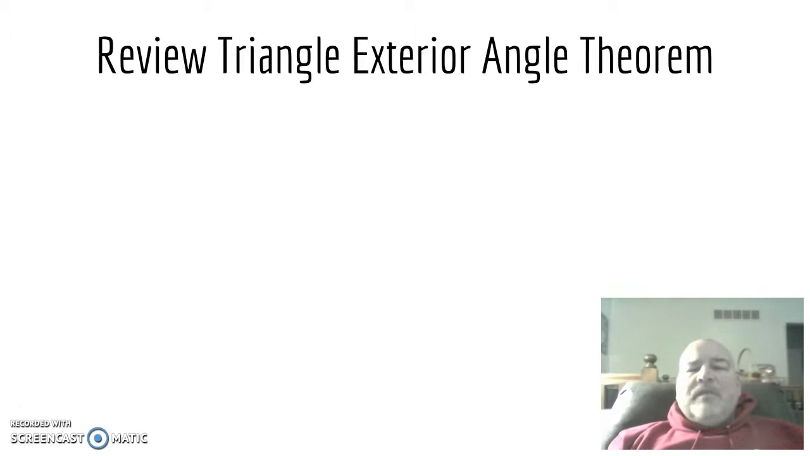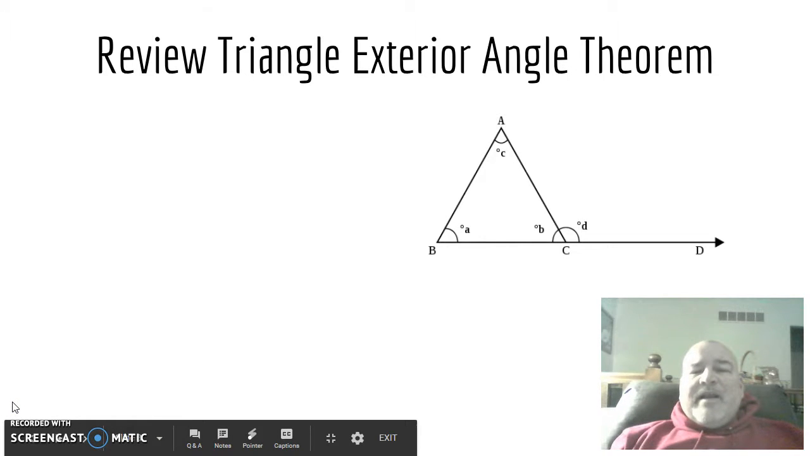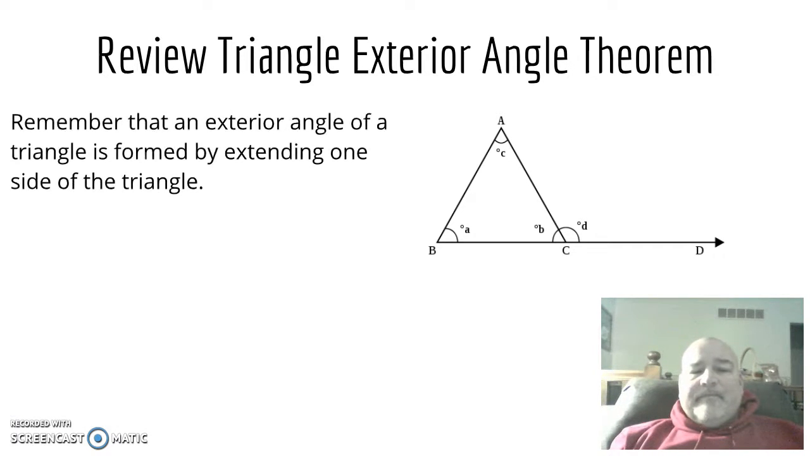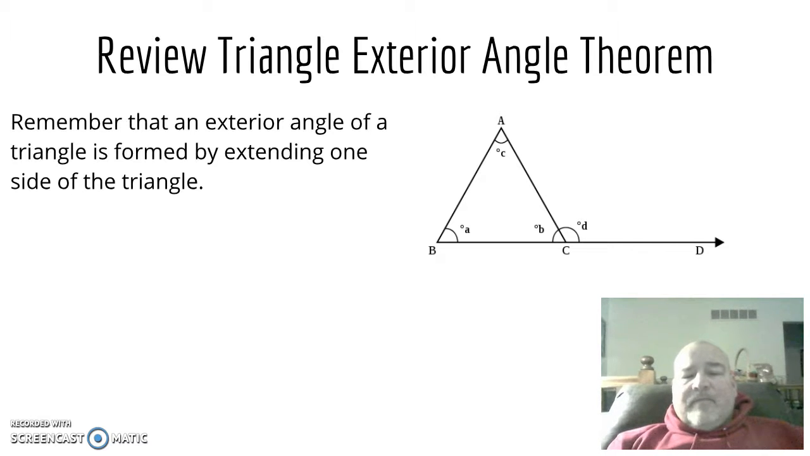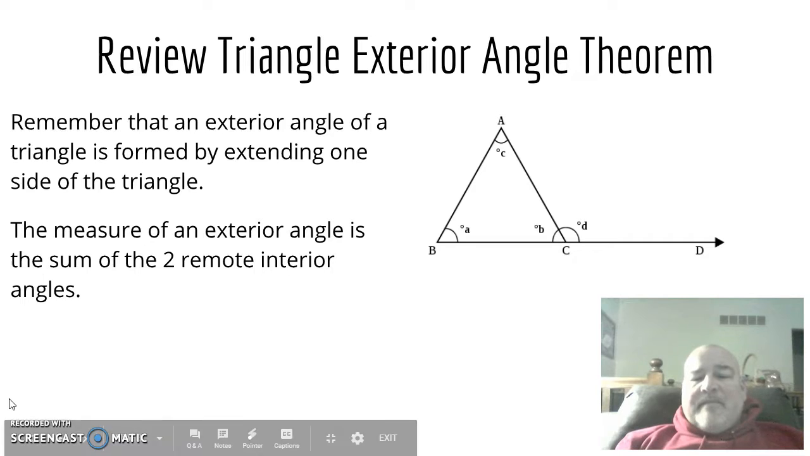Let's review the triangle exterior angle theorem that we learned about in Chapter 3. Remember that an exterior angle of a triangle is an angle that's formed by extending one side, such as angle D in this case. And remember what we learned in Chapter 3 is that the measure of the exterior angle is equal to the sum of the two remote interior angles. So in this diagram, angle D would equal angle A plus angle C.